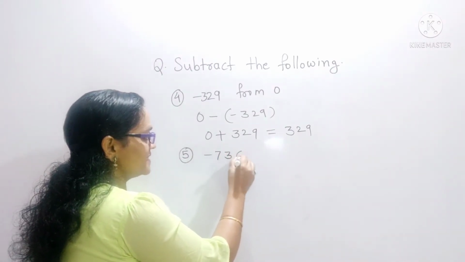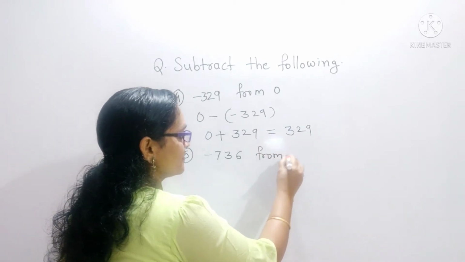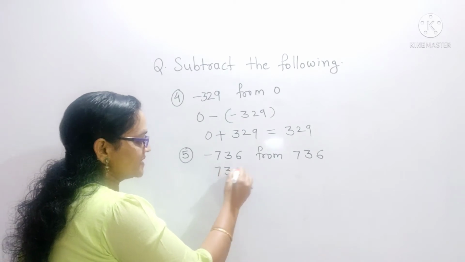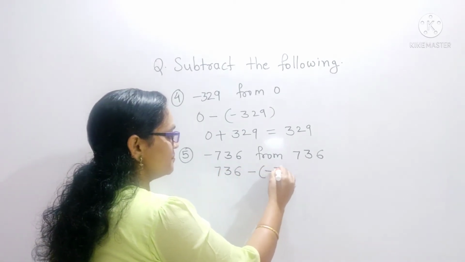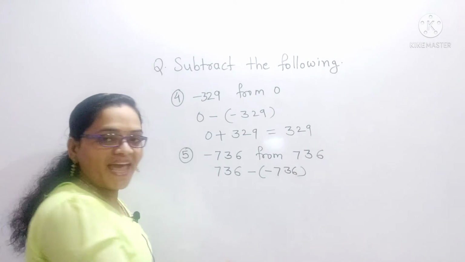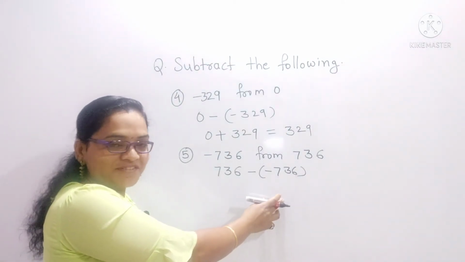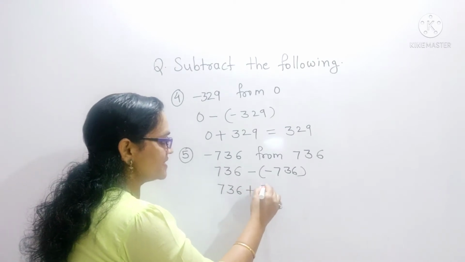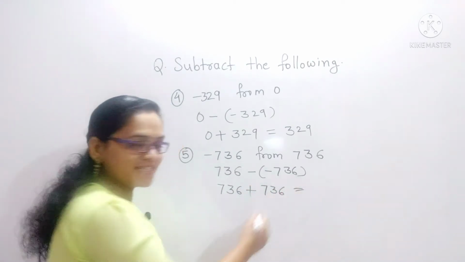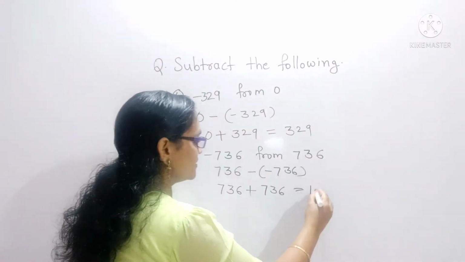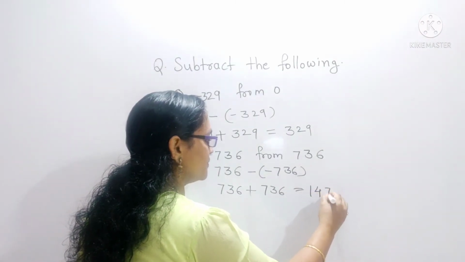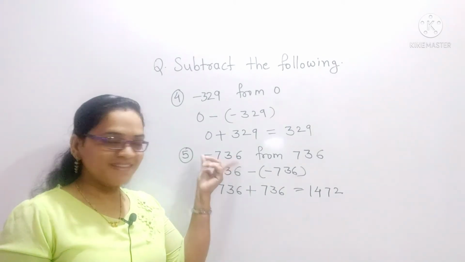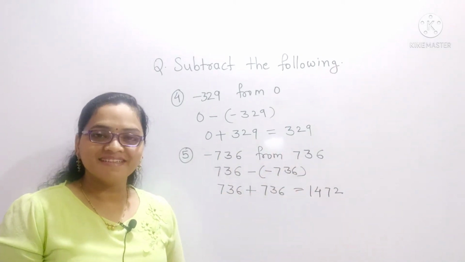Minus 736 from 736. Then solve it. 736 minus minus 736. Add the additive inverse of minus 736 to 736. Means 736 plus 736 is equal to, after adding these two numbers, 1472. This is the difference of minus 736 from plus 736.